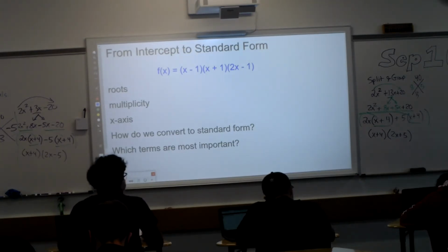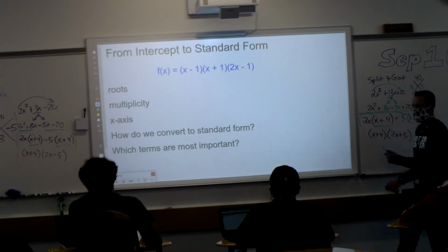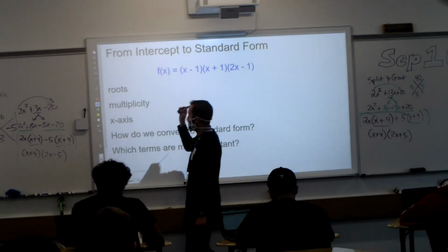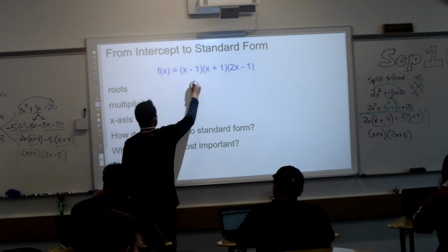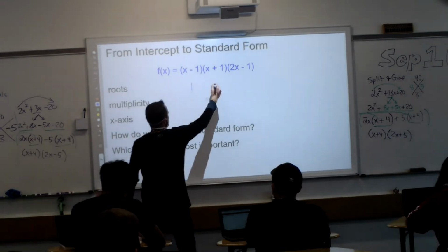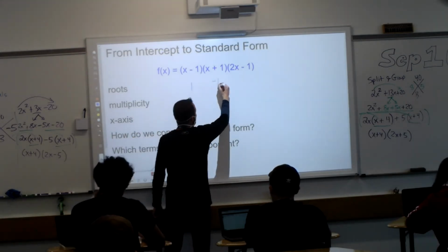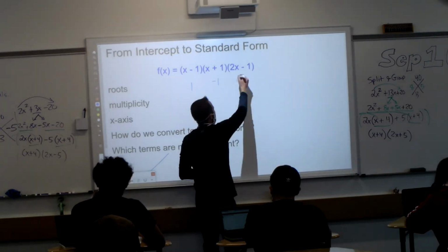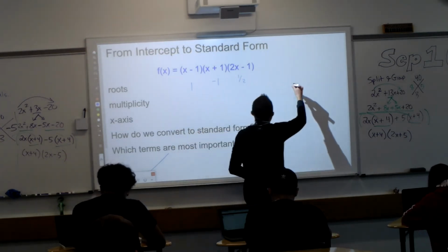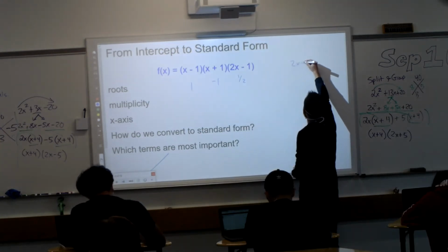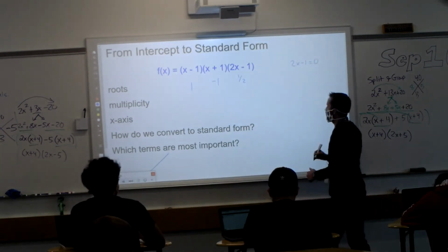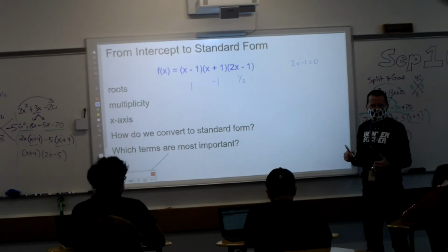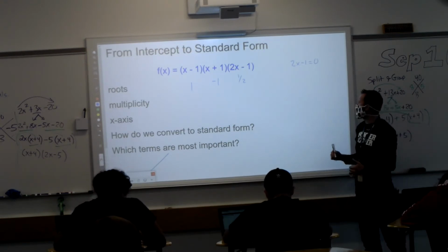Alright guys, help me out. What is our first root going to be? What turns this parenthesis into 0? 1. Negative 1. And anyone know this one? It is 1/2. Good job. If you don't see that, just set the 2x minus 1 equal to 0. And then we're just going to do some algebra here. We want to solve for x. So what do?